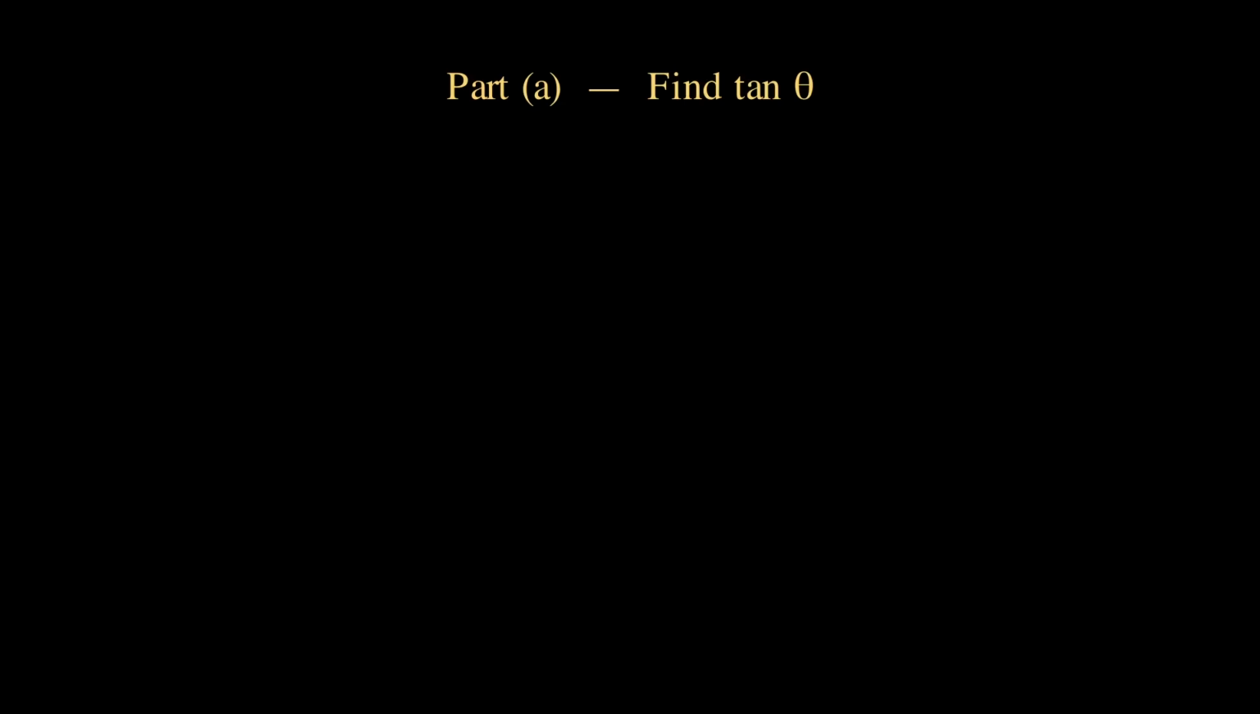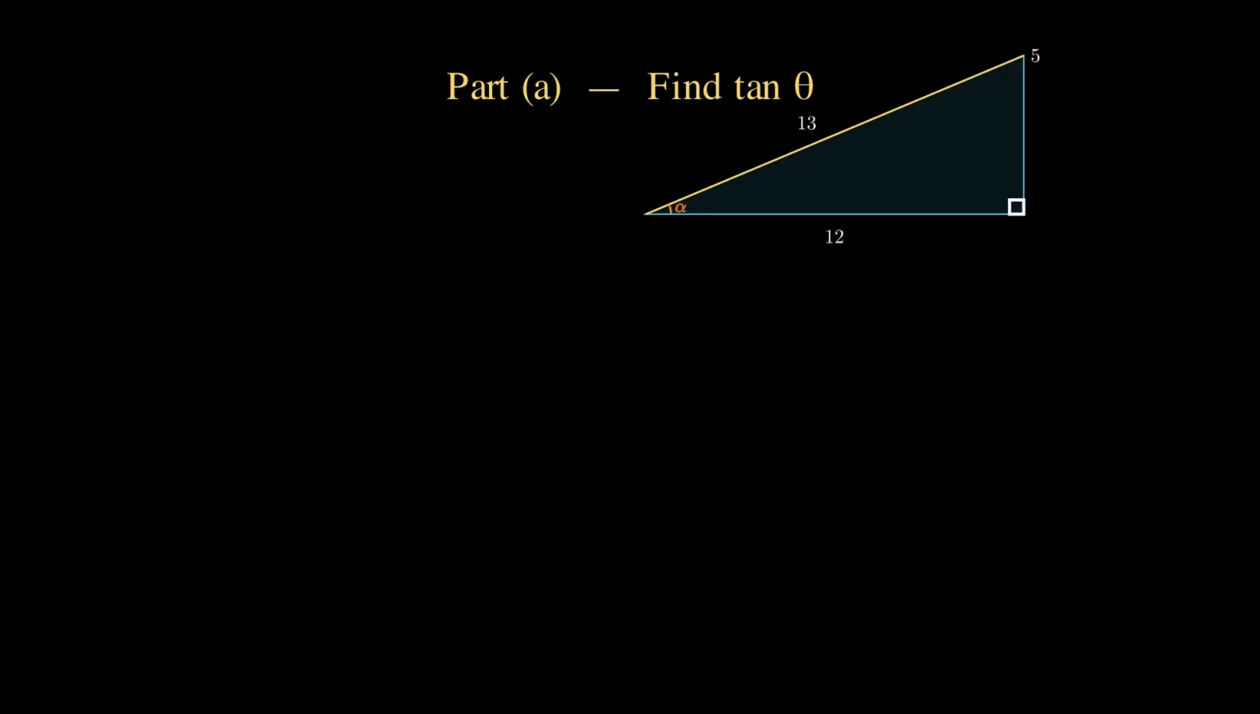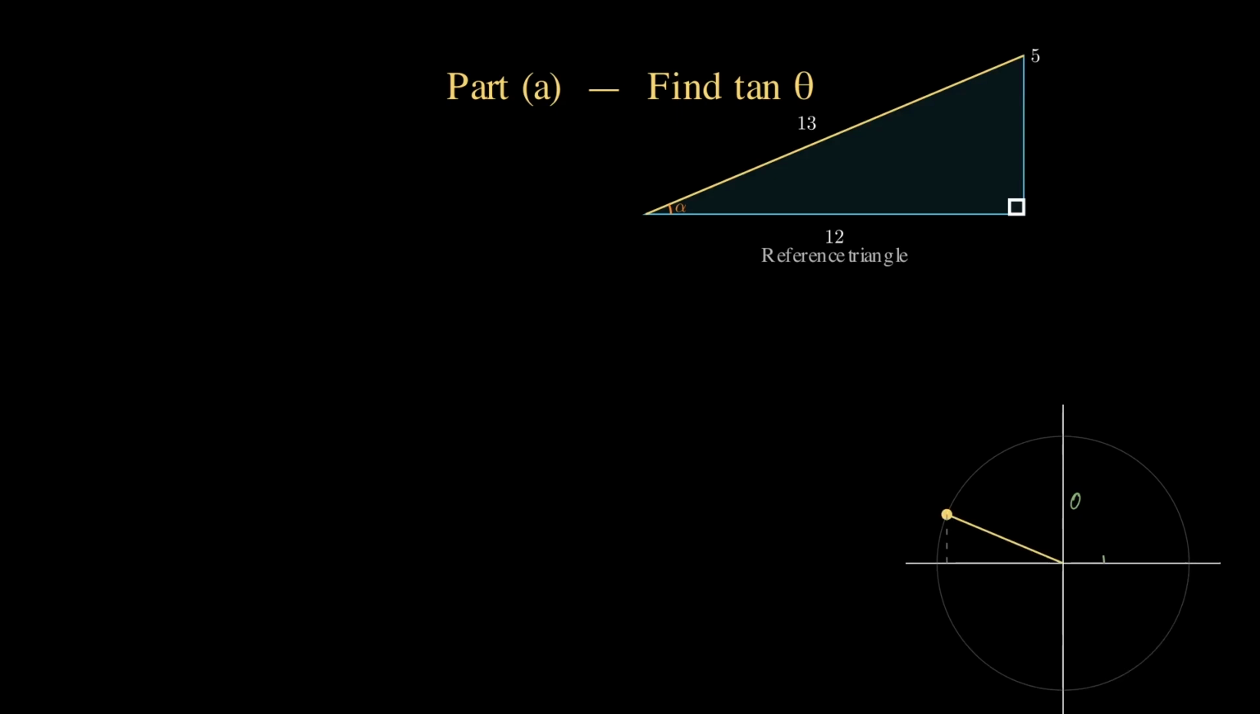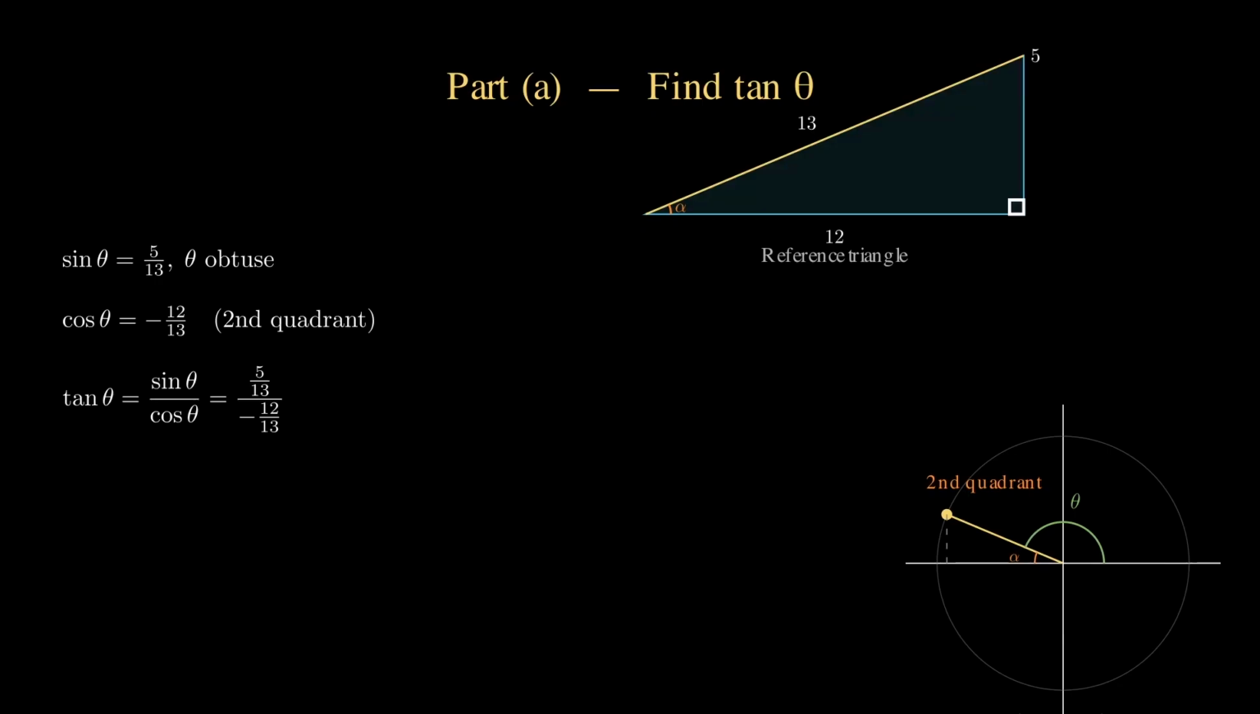Part A, we are given sine theta equals 5/13 and theta is obtuse. Look at the right triangle. Opposite equals 5, hypotenuse equals 13. By Pythagoras, the adjacent side is 12, since 5 squared plus 12 squared equals 13 squared. Now theta is obtuse, meaning it sits in the second quadrant. In the second quadrant, sine is positive, but cosine is negative. So cosine theta equals negative 12/13. Using the identity tan equals sine over cosine, tan theta equals 5/13 divided by negative 12/13. The 13ths cancel. Tan theta equals negative 5/12.